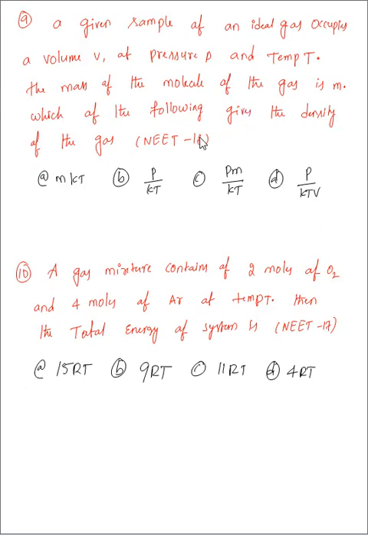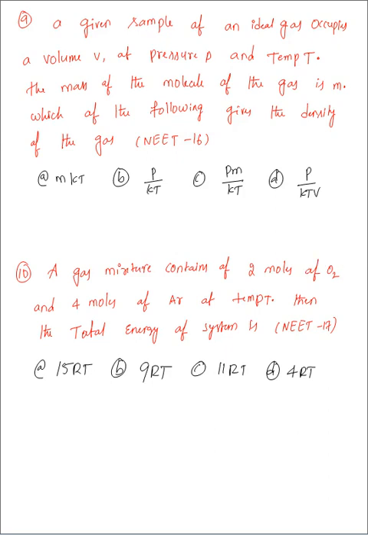The mass of the molecules of the gas is m. Which of the following gives the density of the gas? NEET 16 they asked here. Option A: mkT, option B: P by kT, option C: Pm by kT, option D: P by under root kTm.